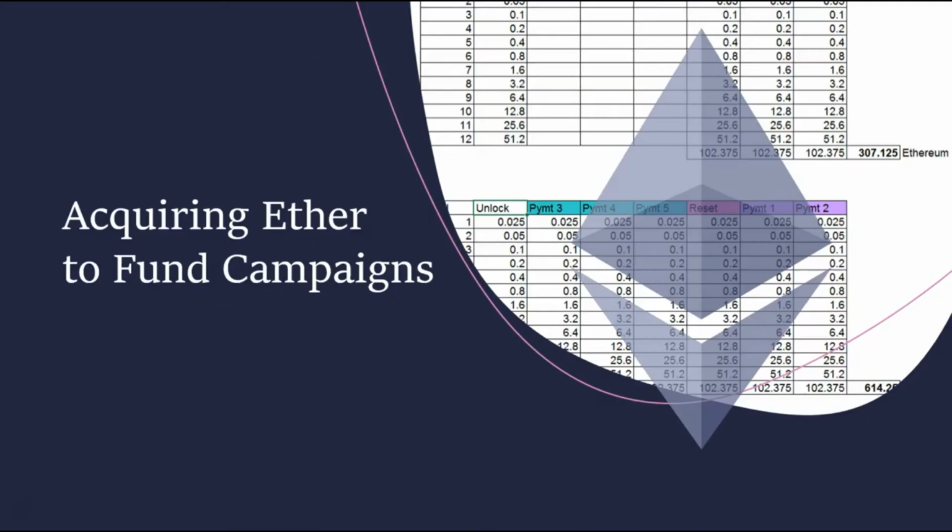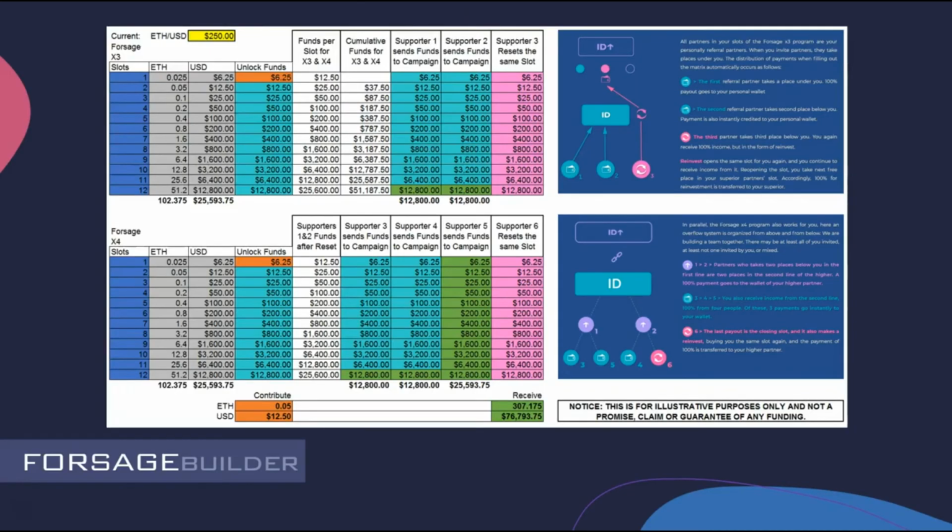Remember, what is actually happening in Forsage is acquiring Ethereum to fund campaigns, which will then entirely or partially be converted to your country's fiat currency and spent. Let's look at that part of the equation. This is for illustrative purposes only and not a promise, claim, or guarantee of funding. If you want to accumulate Ethereum, it will take effort. But here is an idea of what that might look like. Pause the video over the next couple slides to study it further.